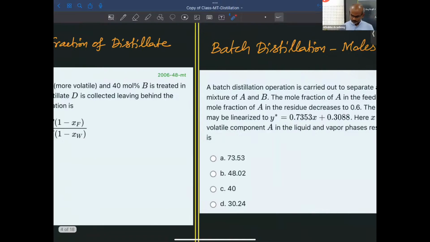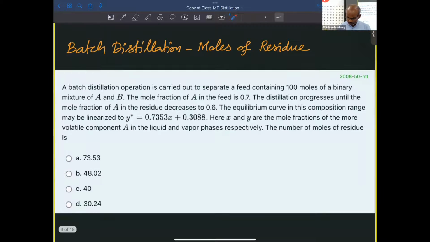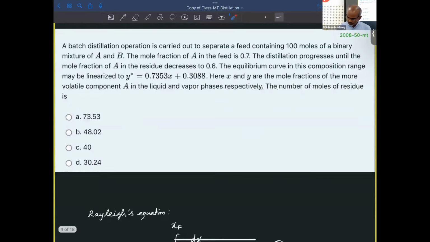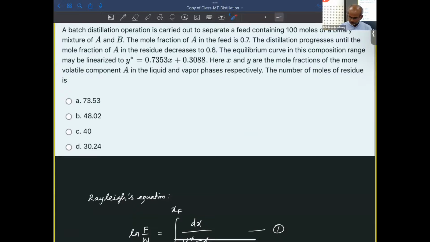Let us go through this. We are given a feed of 100 moles, which is a binary mixture of A and B. The fraction of A is available. Distillation progresses until the mole fraction in the residue, x_W, is 0.6, and the equilibrium relationship is given in a convenient form. In what way is this going to help us? We are asked to find the number of moles of residue. That means we need to find W.